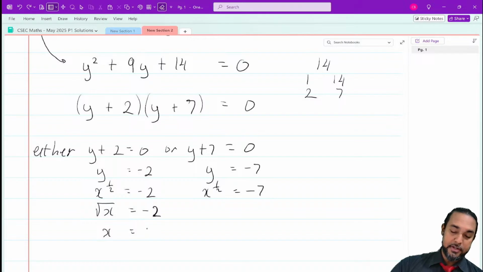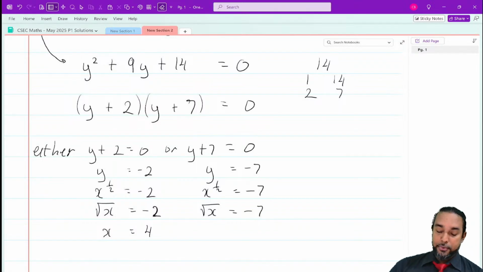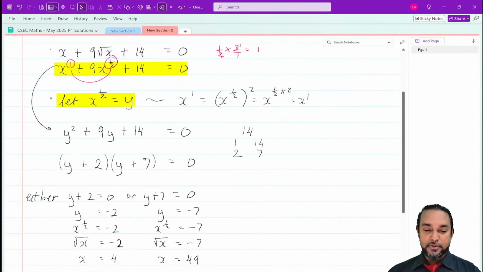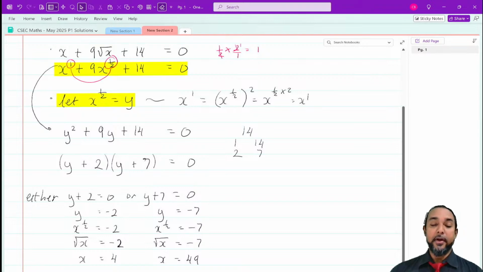So minus 2 by minus 2 is positive 4. Sitting across here, we have the root of x is equal to minus 7. And when we square both sides, we get x is equal to 49. Right? That is how we solve this type of equation, which is reducible to quadratic form.